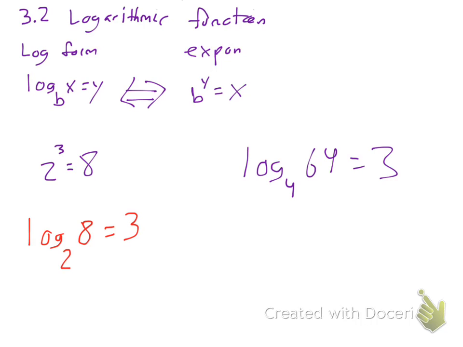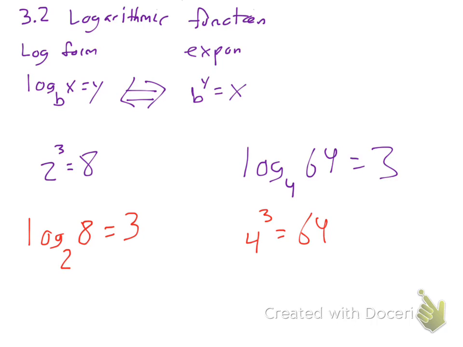But why? Why is that true? It's true because what would the exponential form look like of the second one? 4 to the third power equals 64. And is that true? 4 times 4 is 16. 16 times 4 is 64. So it works out just fine.